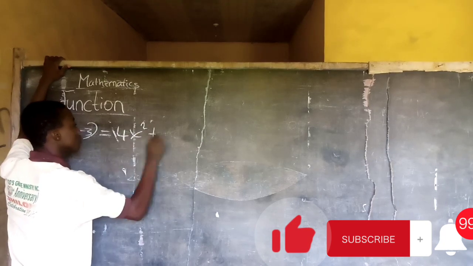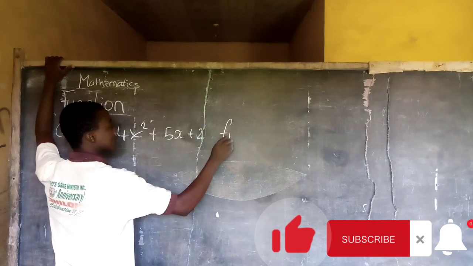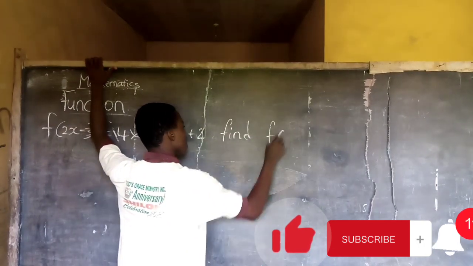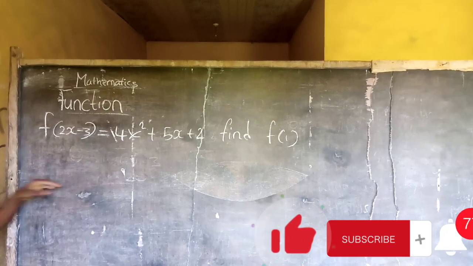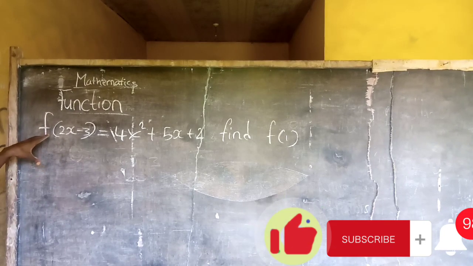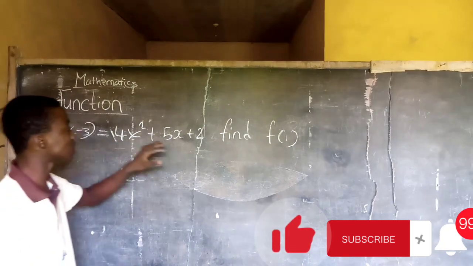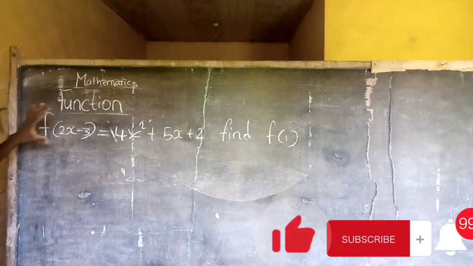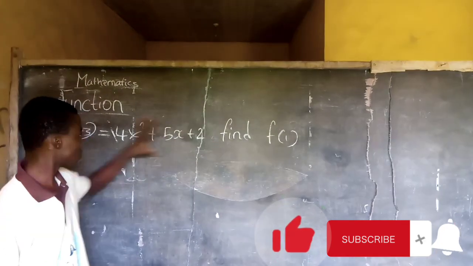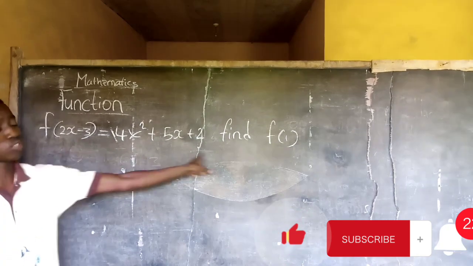4x squared plus 5x plus 2. Find what? Alright, now this is a very complex question. Here we are given f of 2x minus 3 equals 4x squared plus 5x plus 2. Find f of 1. Now, they said the function is equated to a quadratic equation. Now, we're not just going to shoot 1 into every value here.